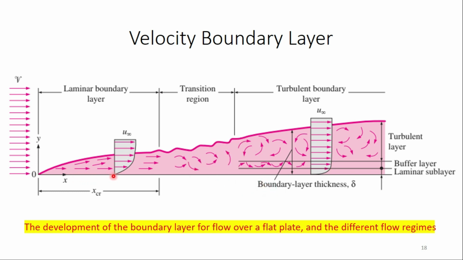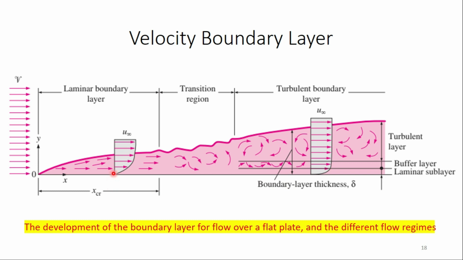For example, in the first region, the thickness of the boundary layer is from this flat plate to this point where the velocity is the maximum of the fluid, whereas in the transition region the thickness of the boundary layer is different, whereas in the turbulent region the thickness of the boundary layer is different. Basically, the thickness of the boundary layer, velocity boundary layer, is represented by delta.